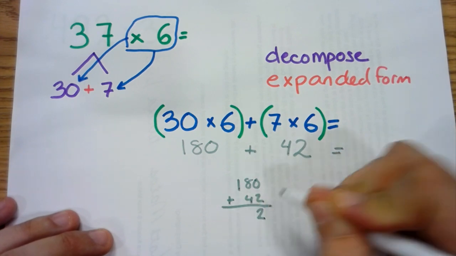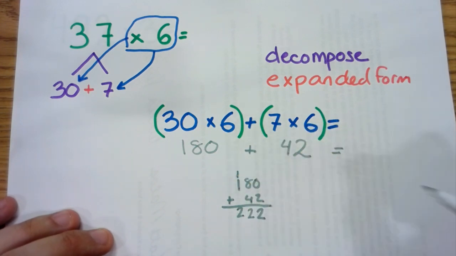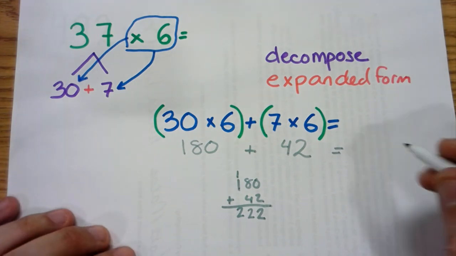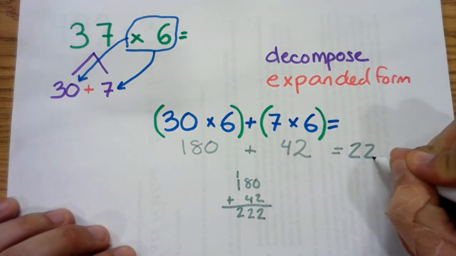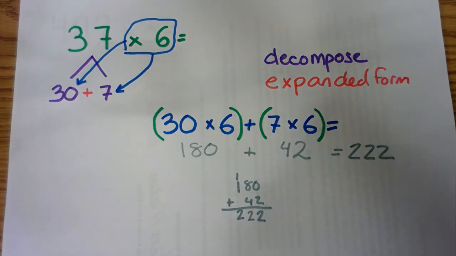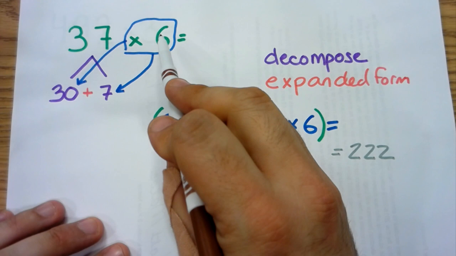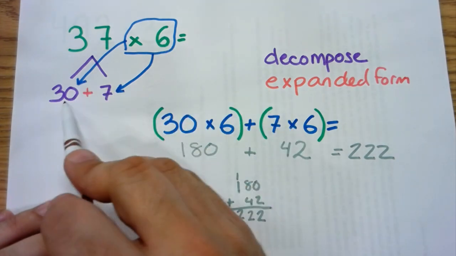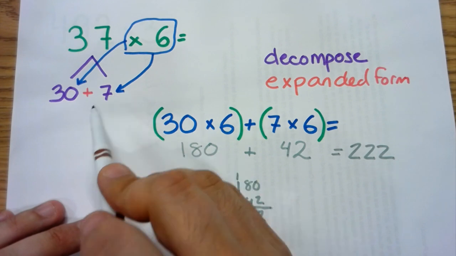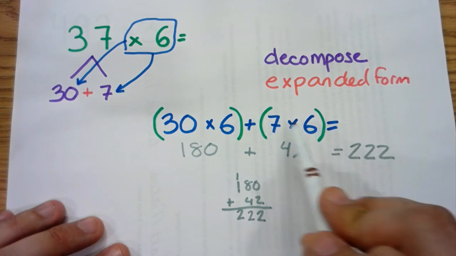0 plus 2 equals 2. 8 plus 4 equals 12 plus 1. I've got my answer of 222. So that worked out pretty well for me using decomposing and the expanded form. And by the way, we're also using here the distributive property in order to multiply because I'm taking my times 6 and I'm distributing it across the different expanded forms of 37, the different place values. I did the times 6 times 30 and the times 6 times 7.